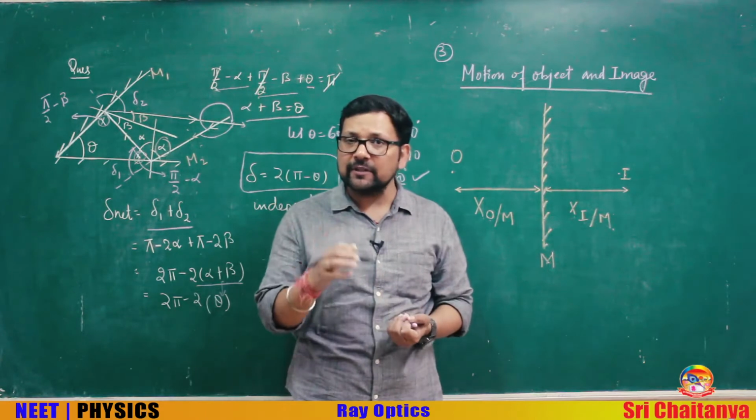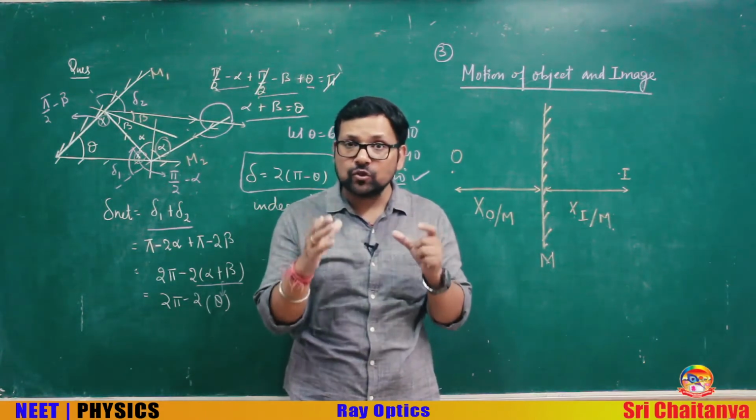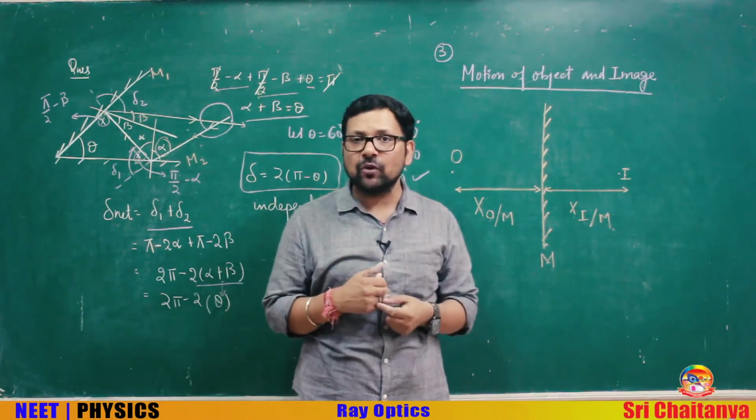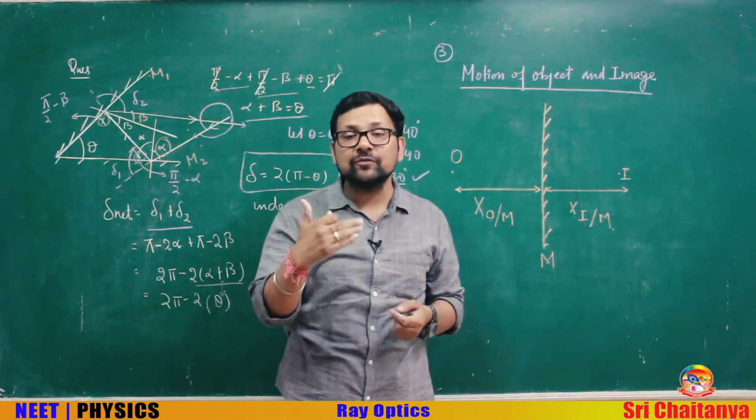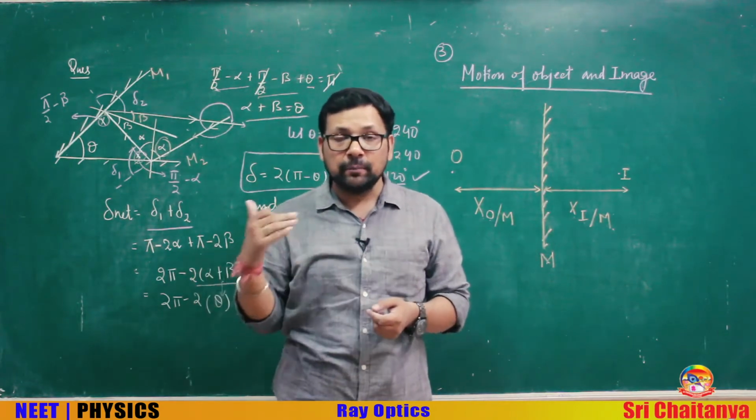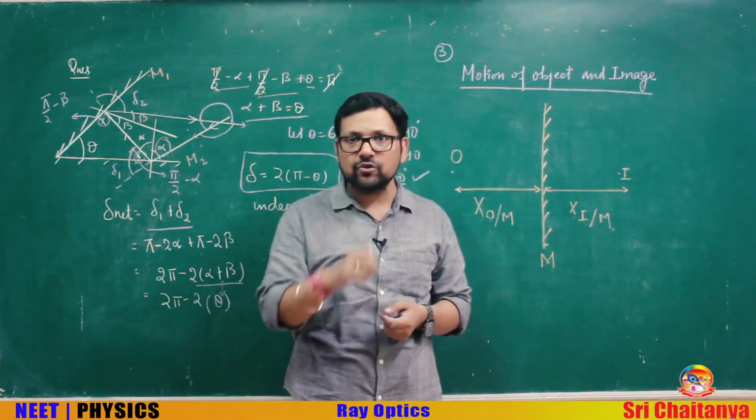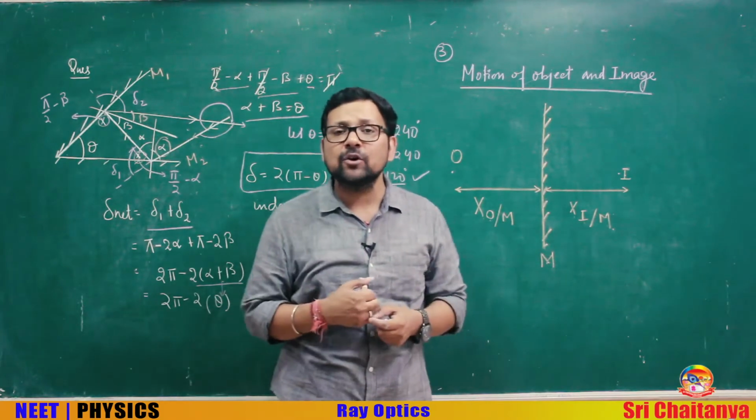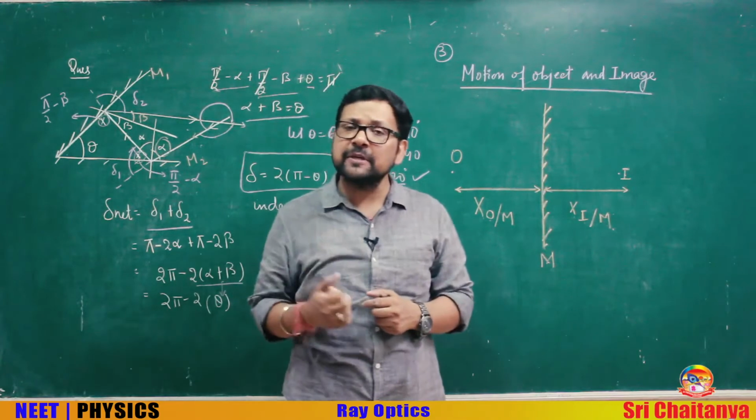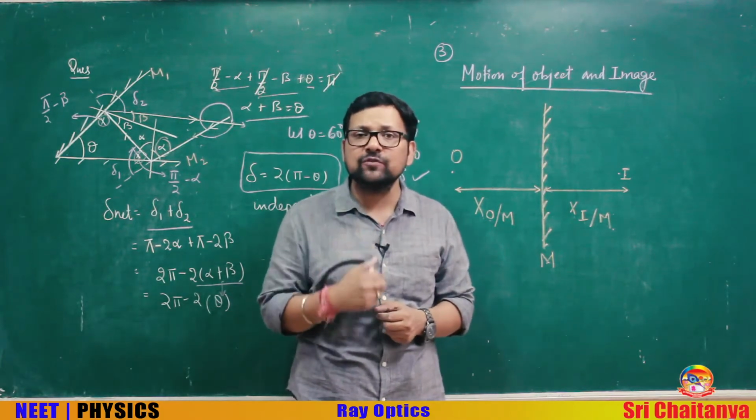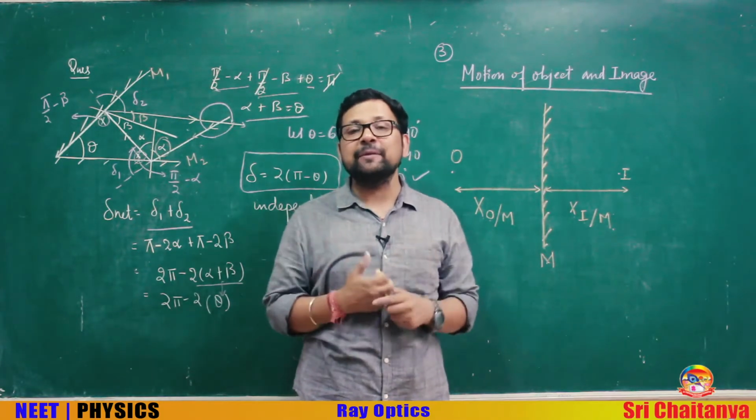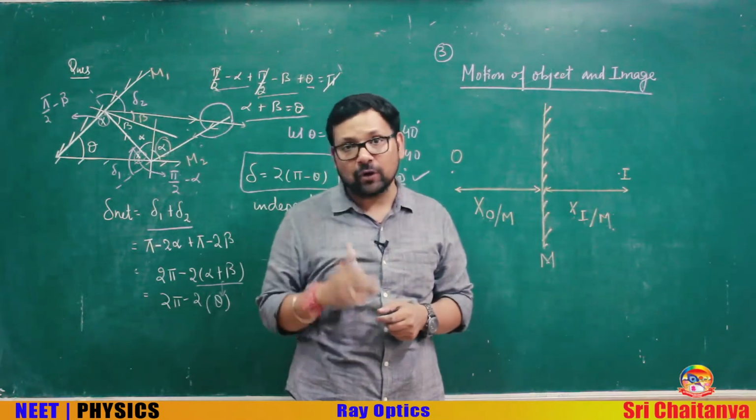In this, the optical instrument is the reference. In kinematics, what do we do? We take reference with respect to Earth. But here in ray optics, the references are the optical instruments. From where we measure object distance, from where we measure image distance, from where we measure focus, all these are being measured from the optical instrument, not from the Earth.